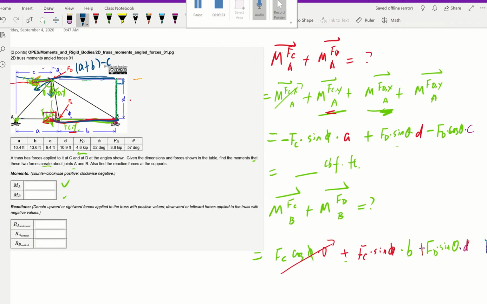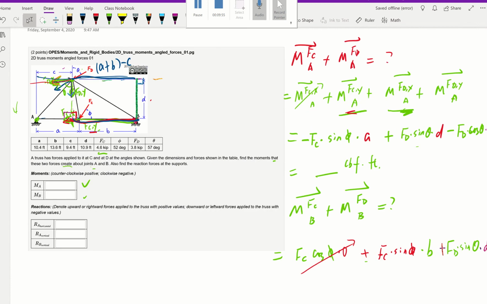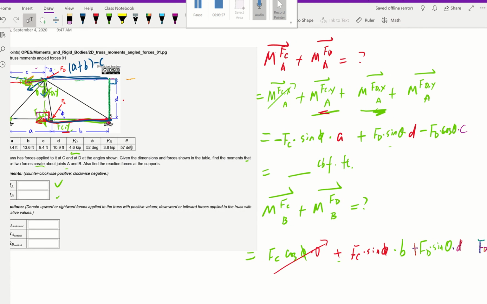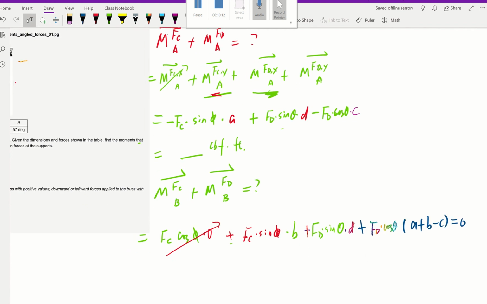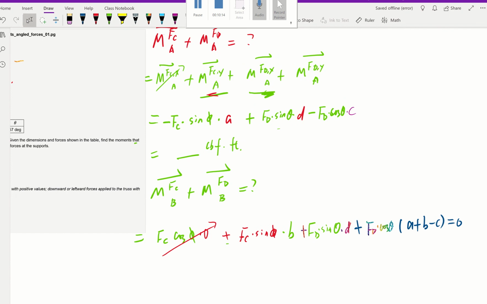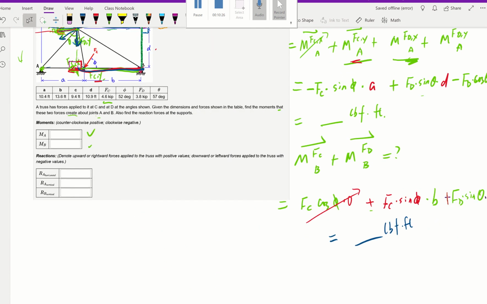Now let's think about rotation. We're on FDY, it's this force, and rotating about B, that creates a counterclockwise rotation. So that's going to be positive. That equals 0. If you put all those in there, you're going to change kips to pounds, then you're going to get the unit of pound-foot of this. Okay. So that will solve your first two problems.